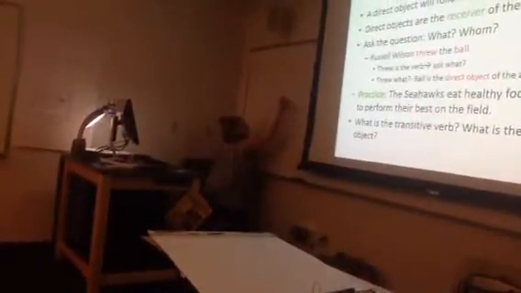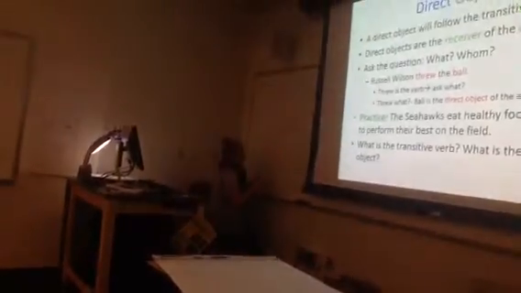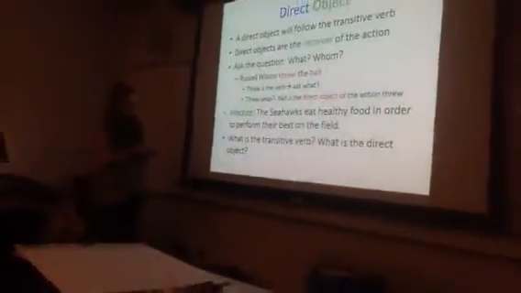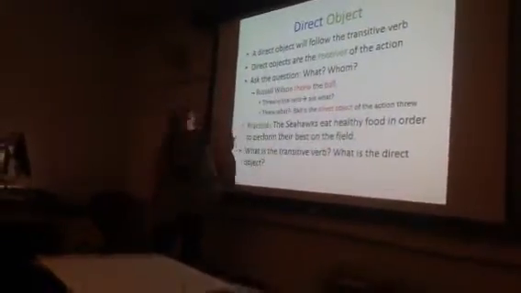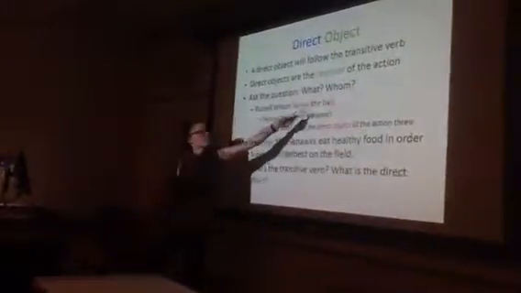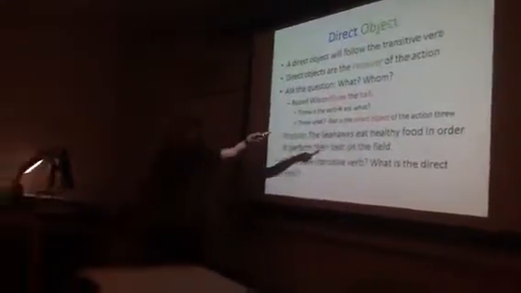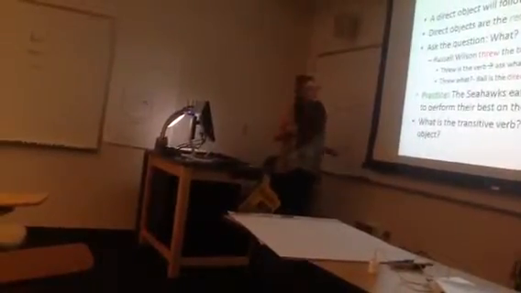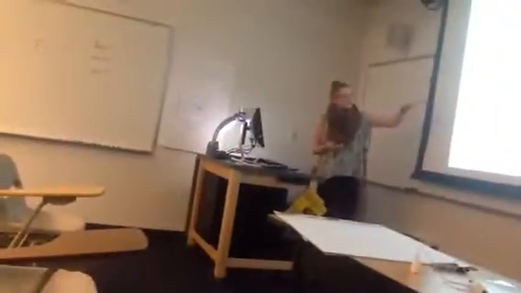Okay, what's our transitive verb? Threw. Right? It's our action word. And then what possibly is our direct object? Football. Right. So, kind of a similar sentence to the one I came up with here. I find my transitive verb, which is the word threw. I ask, threw what? And then I find that the ball must be the direct object of the action threw. Okay?